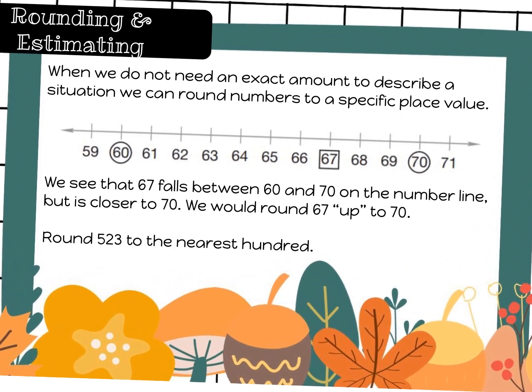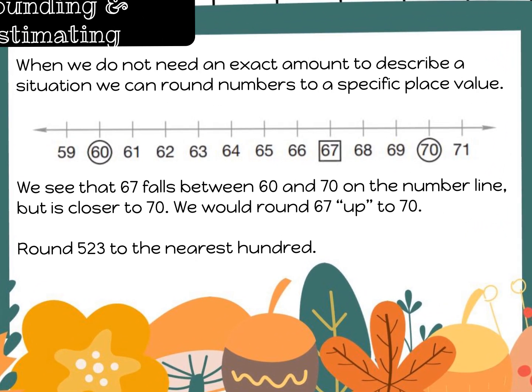So if you look at this first example, it says when we do not need an exact amount to describe a situation, we can always round it to a specific place. So it says that we see 67 falls between 60 and 70, but it's closer to 70. So that means that we would round 67 up to 70. Okay? If you're a visual person, sometimes picturing it on a number line like this will help.